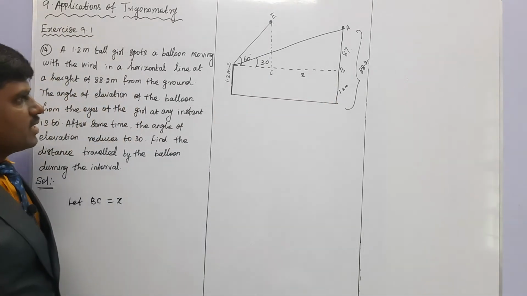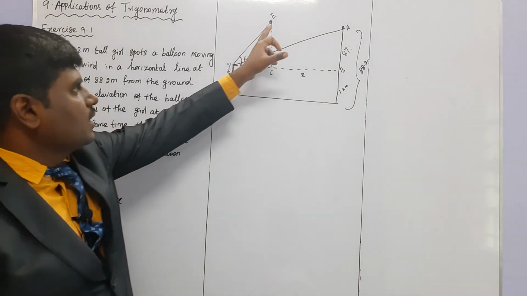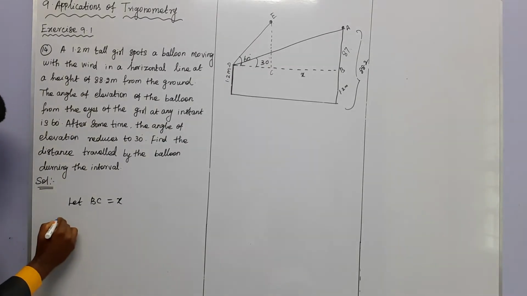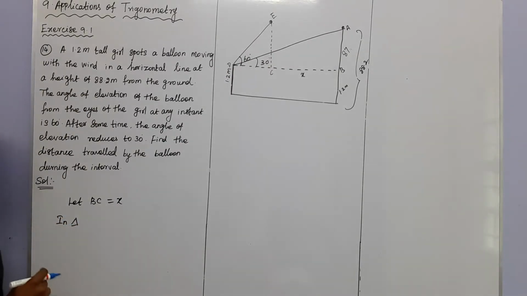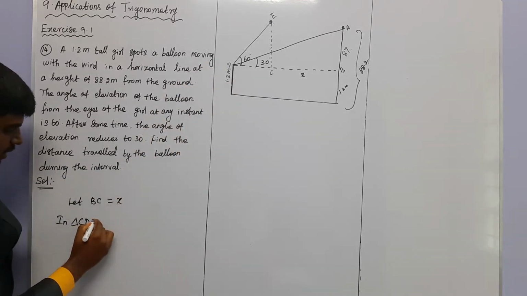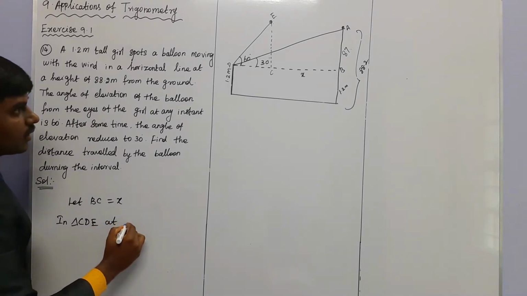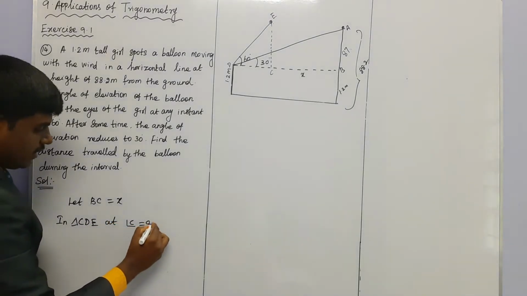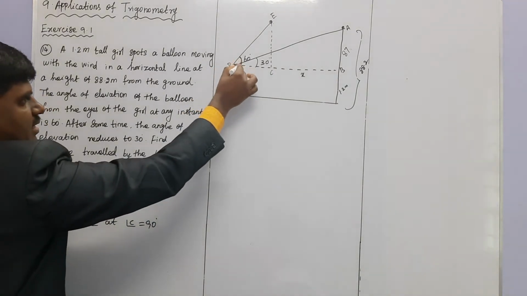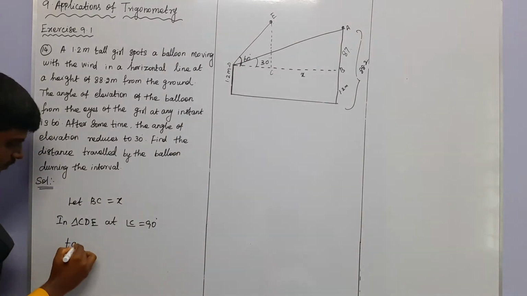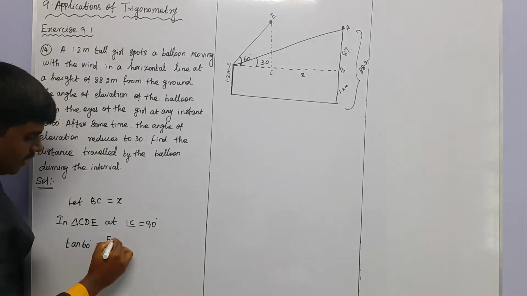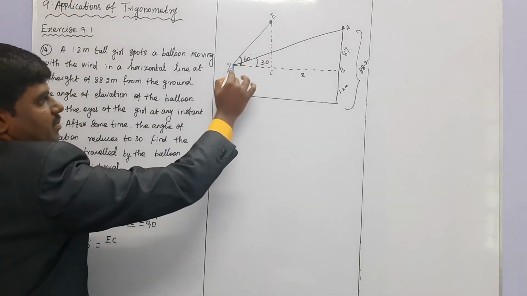Now, first in triangle CDE, angle C is equal to 90 degree. Is that clear? Using the first position, 60 degree, tan 60 degree is equal to the opposite side, EC, by DC. We know that tan 60 degree is equal to opposite side EC by DC.